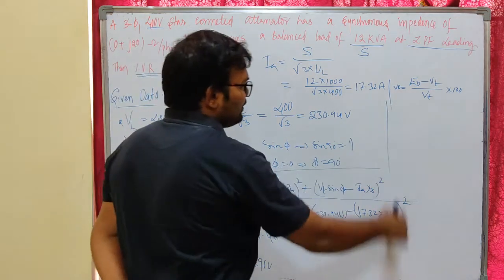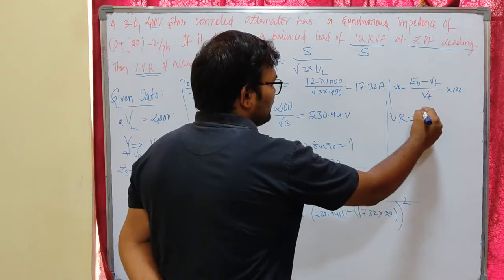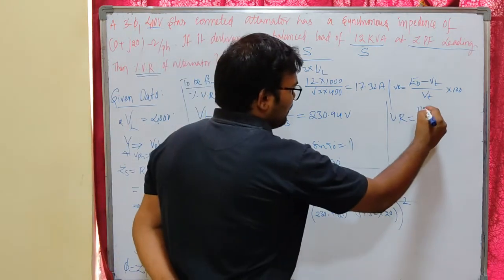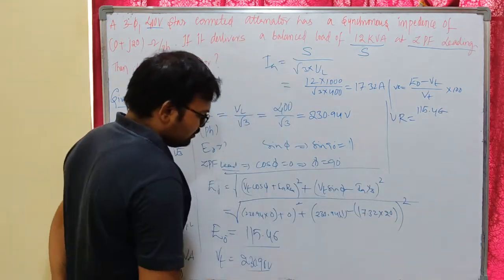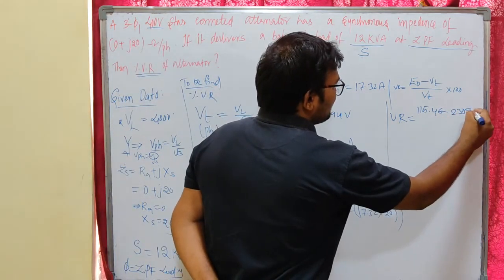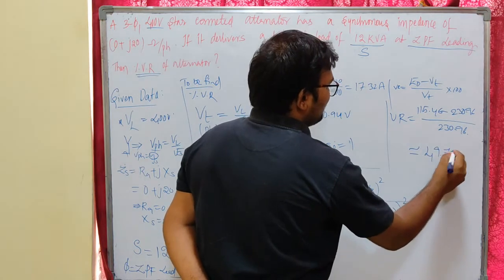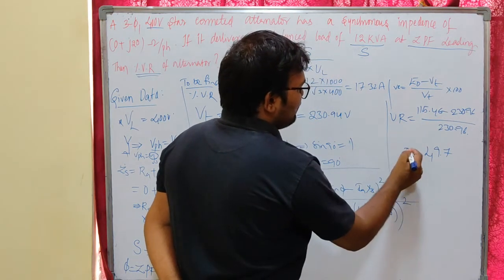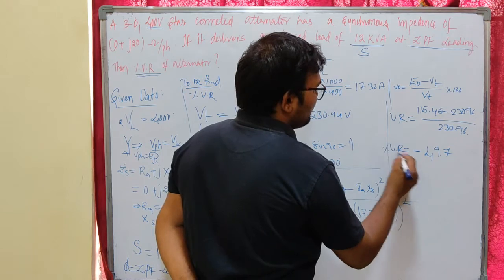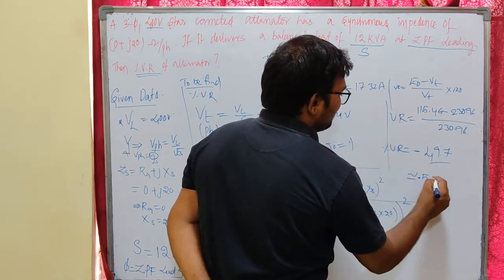By substituting them in the voltage regulation expression, E0 equals 115.46 and terminal voltage is 230.96 volts, by 230.96 volts. It comes to almost minus 50%. You can see it is negative voltage regulation, percentage voltage regulation, almost equal to minus 50%.